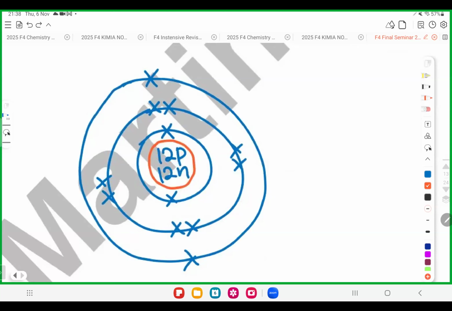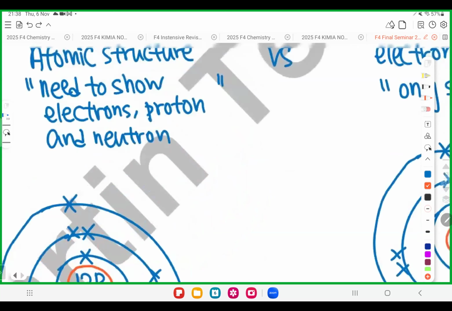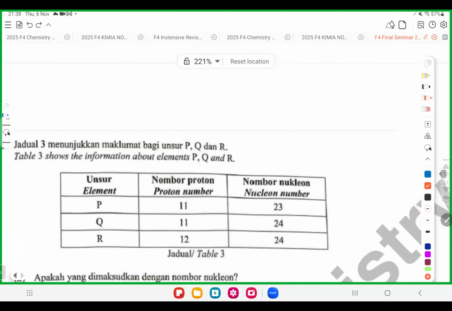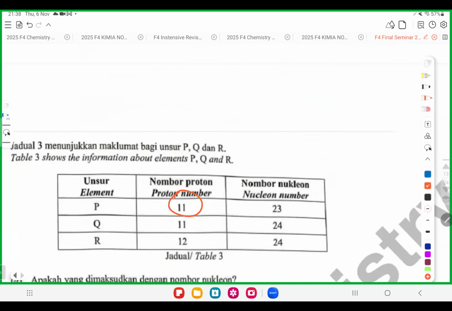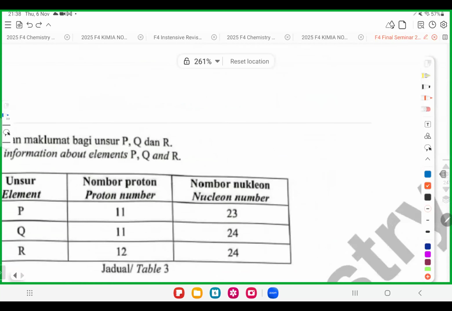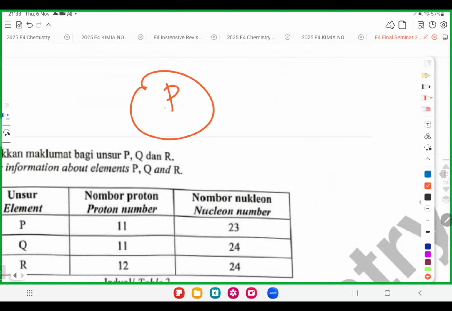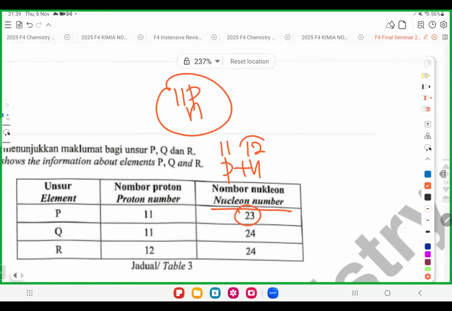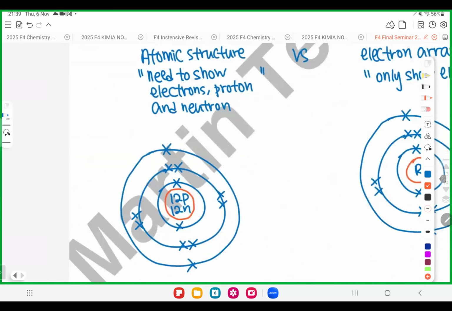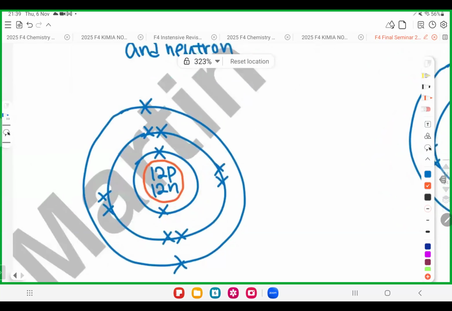For the nucleus, you have your protons and you have your neutrons. How to get your neutrons? Remember, inside the nucleus you have protons and neutrons. Nucleon number is proton plus neutron, right? So if you have 11 protons, your neutron should be 12, isn't it? Then only you get 23. So you need to show the examiner you have 12 protons and 12 neutrons.